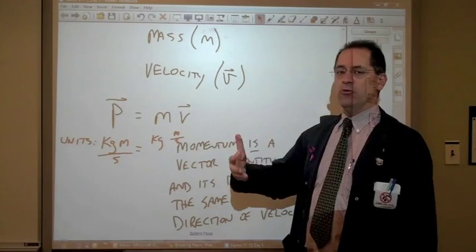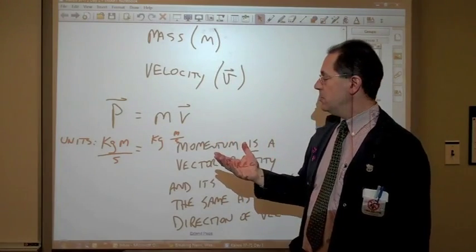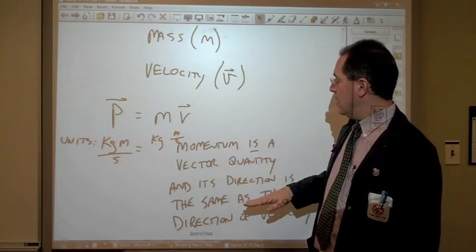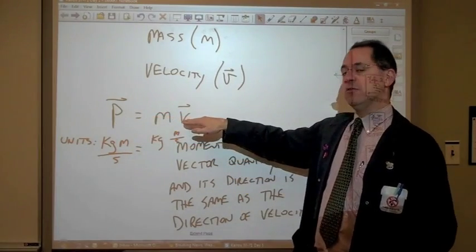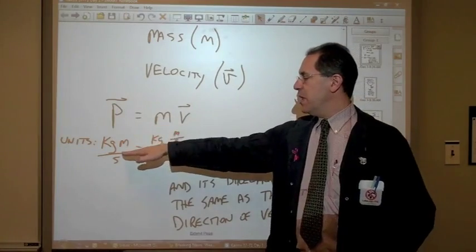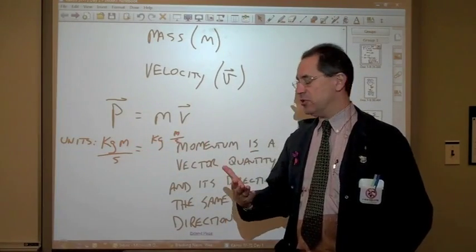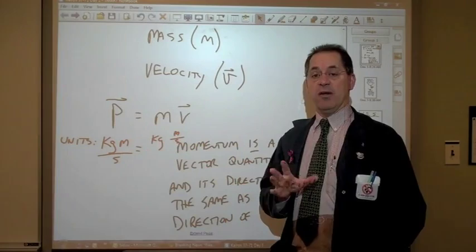It's a quantity that Newton used to describe all of his motion. It's a vector quantity, and the direction of the momentum vector is the same as the direction of the velocity vector. The units of momentum are just kilogram meters per second. And today we'll see another way of writing that.